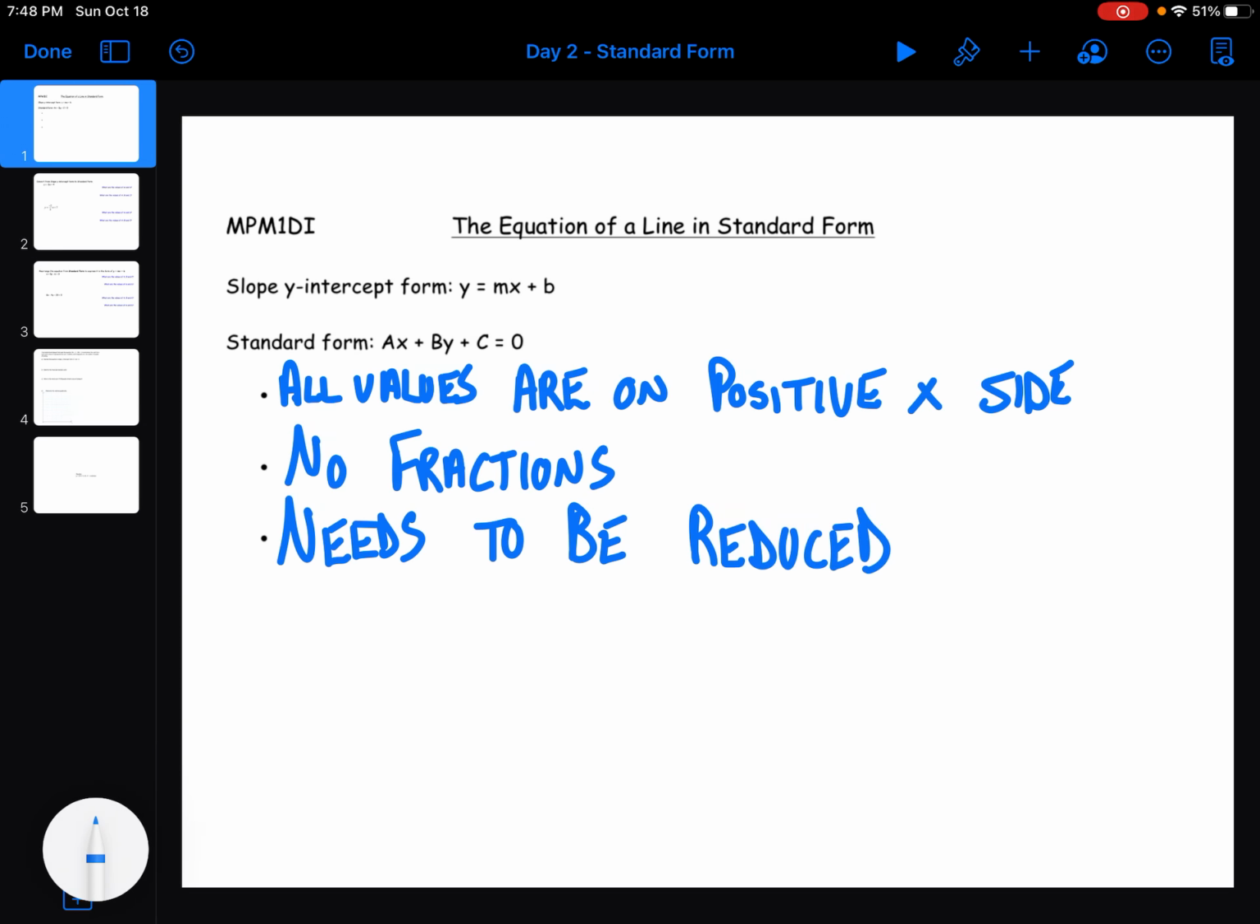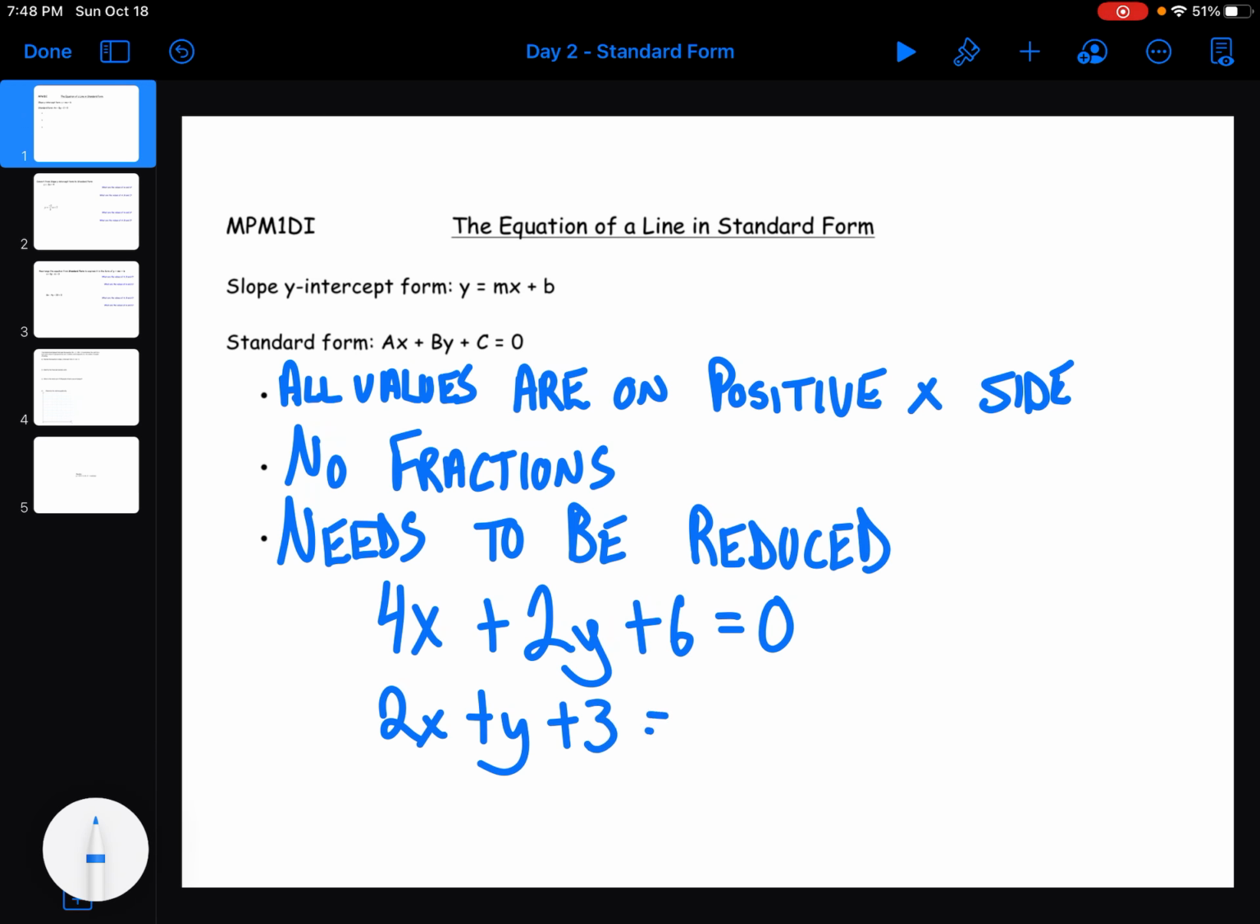Okay, so what that means is if I had something like this, 4x plus 2y plus 6 equals 0, all of those numbers can be divided by 2. This is like reducing a fraction. So we need to reduce this down to 2x plus y plus 3 equals 0. This is standard form. This is not. Okay?